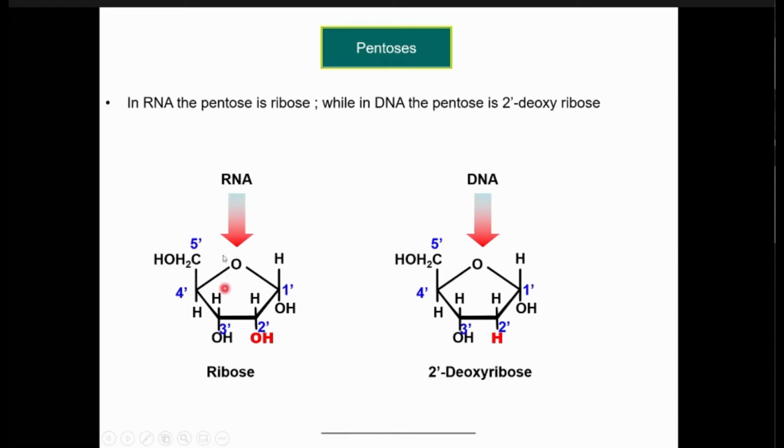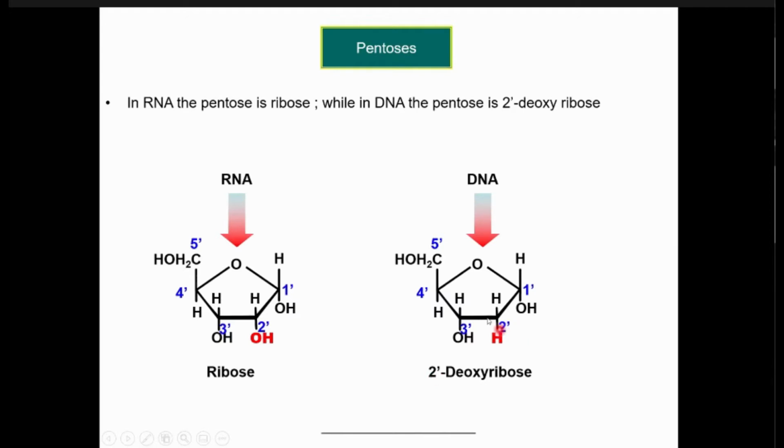I repeat. So the pentose sugar, it's a ribose. We have two types of ribose. The ribose itself in RNA, and as you can see here in the 2', there is OH, hydroxyl. However, in DNA, in 2', you have only hydrogen. You have lost your oxygen. That's why we call it deoxy. Deoxy means without oxygen. Why 2'? It means at position 2.